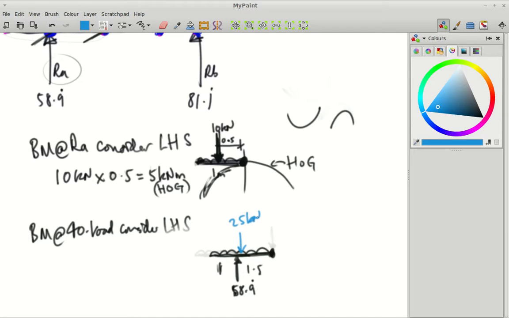That acts in the middle of this run of UDL. So the middle of it, if it's 2.5 meters in total, the middle of it, of course, must be half of 2.5, which will be 1.25.